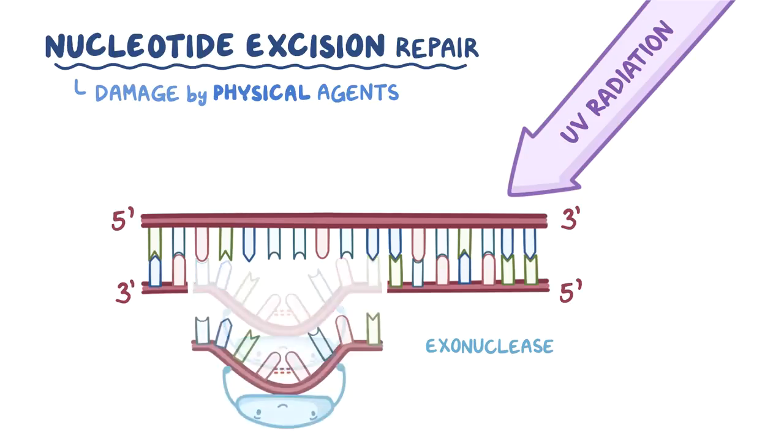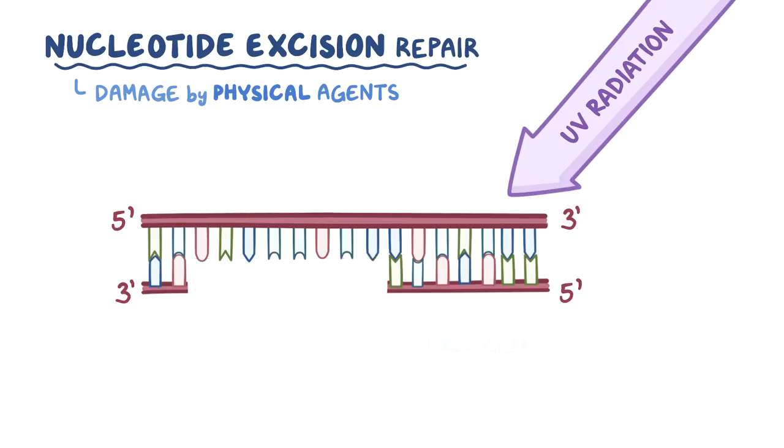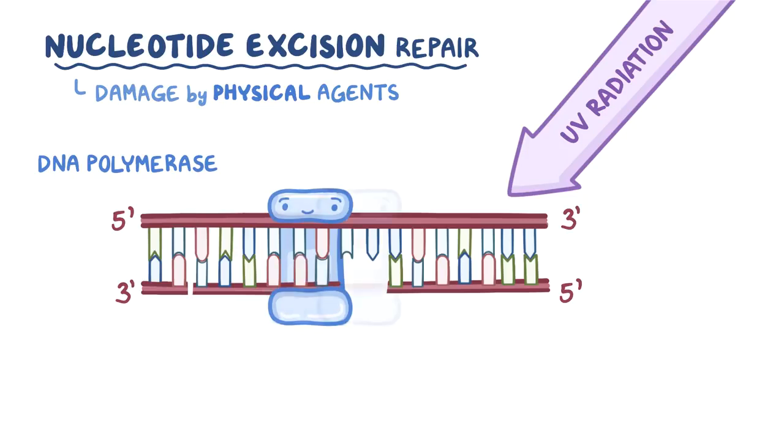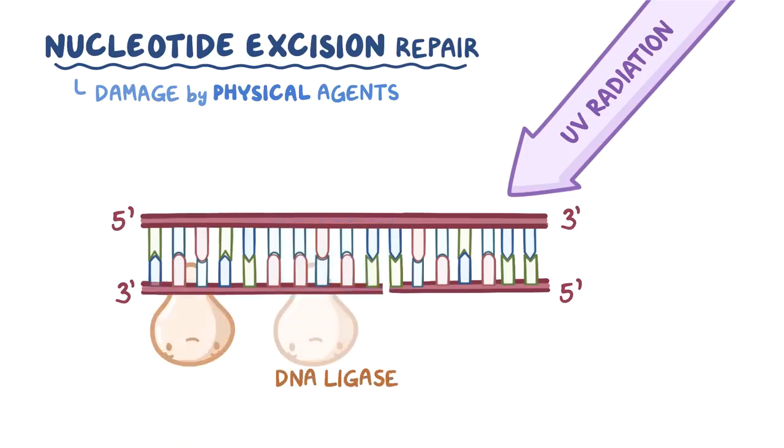Exonucleases then remove these nucleotides. Finally, DNA polymerase inserts new nucleotides, and DNA ligase seals the bonds once again.